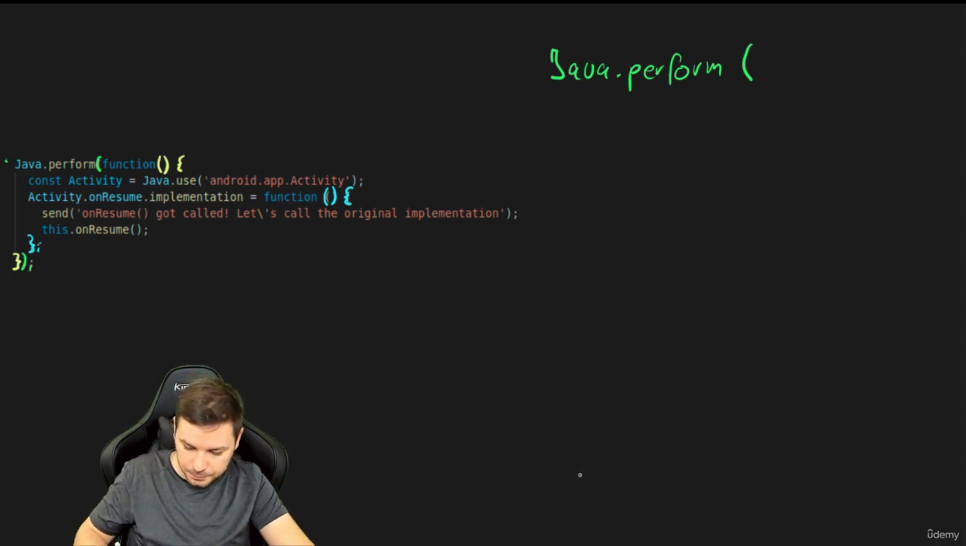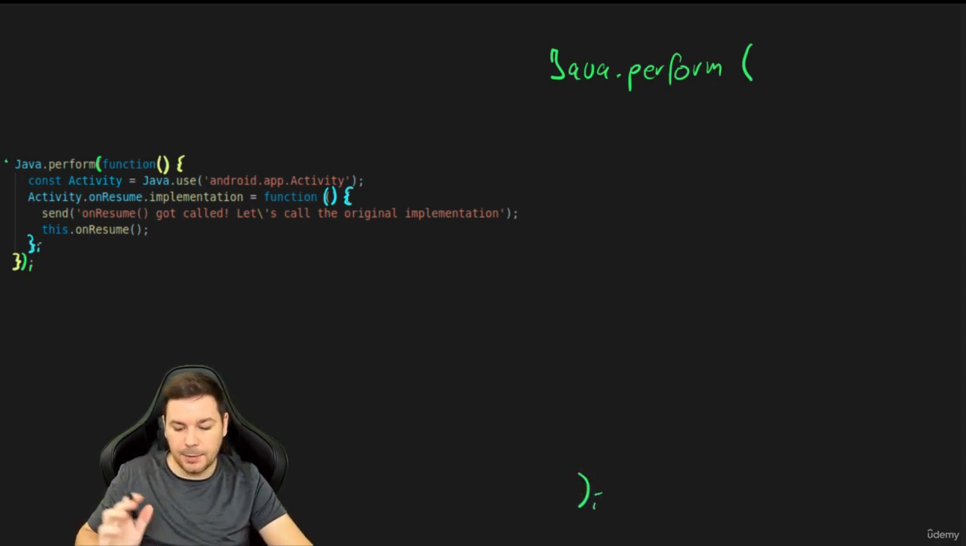Okay. And within this function, we are now providing an anonymous function as a parameter. I know, absolutely crazy, but we are on JavaScript right now, and that's the way it goes. All right, now what does java.perform do?